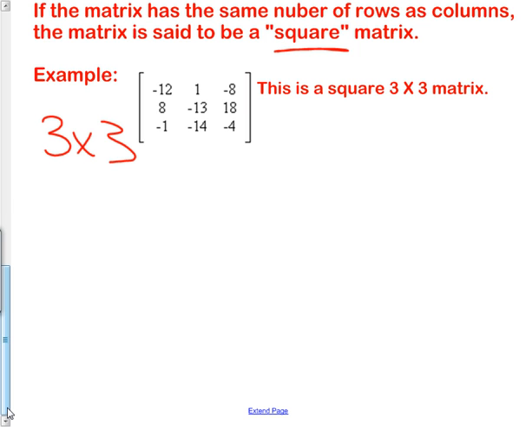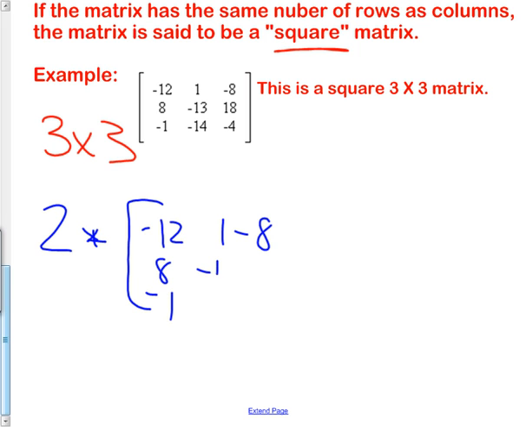Okay. So now, I want to multiply this matrix by 2. So I'm going to say 2 times this matrix. Can someone raise their hand and tell me what they think happens? How would I solve this problem? Multiply 2 by every... No. Take a guess. You raise your hand.